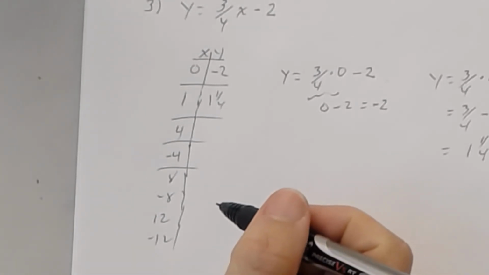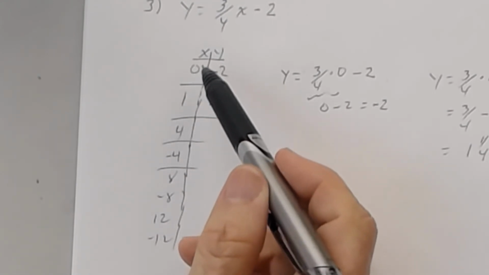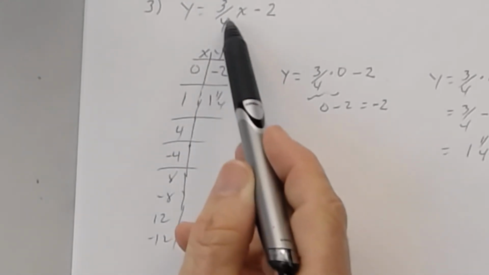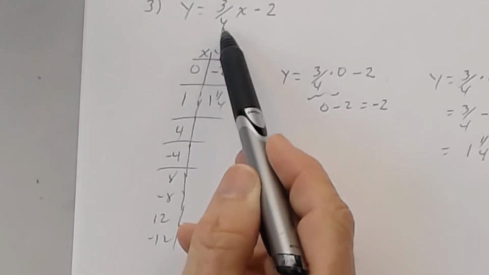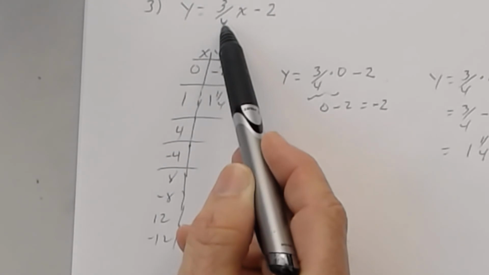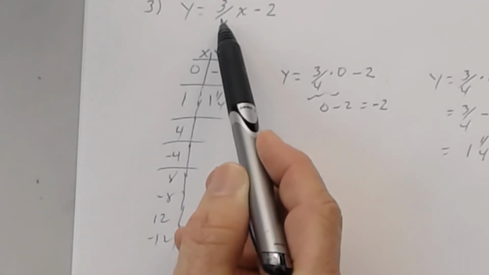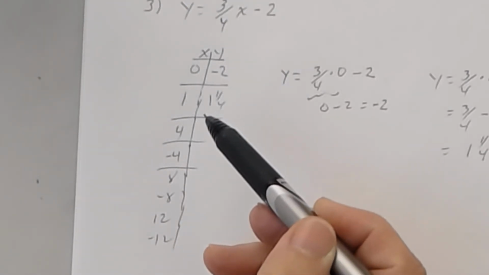So whenever you have fractions, use values for x that are divisible by the denominator. So if this was a 5, you would use 0, 5, -5, or 10, -10, and so on. If this was 7, you'd use 0. Always use 0. 7, -7, or 14, -14. Denominator.